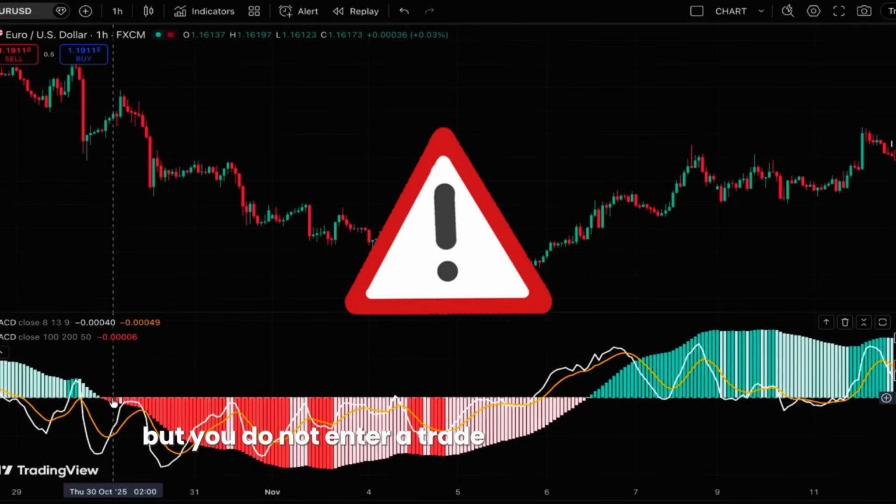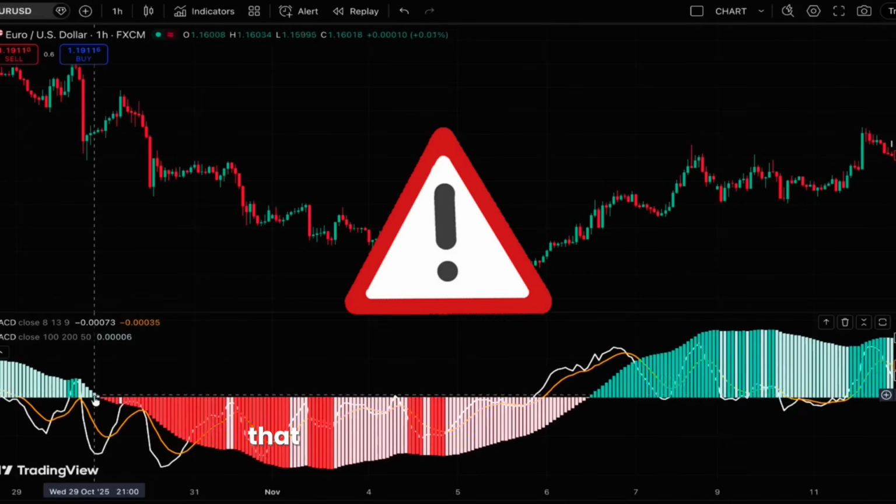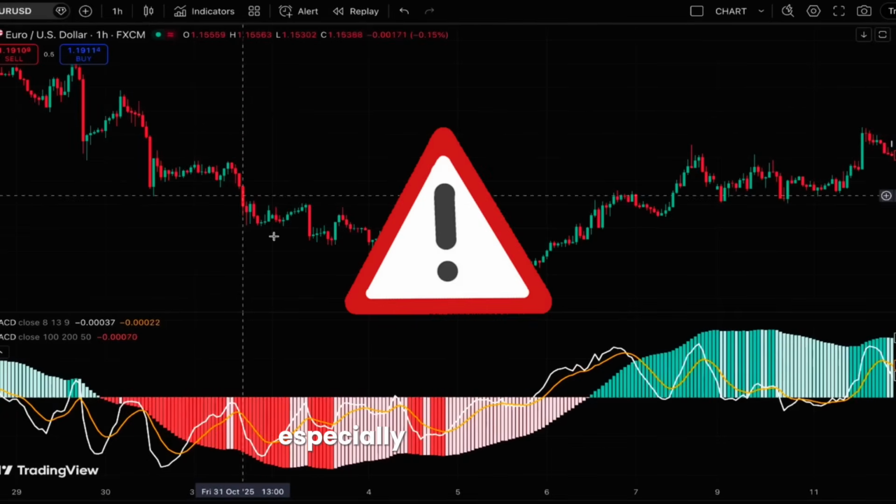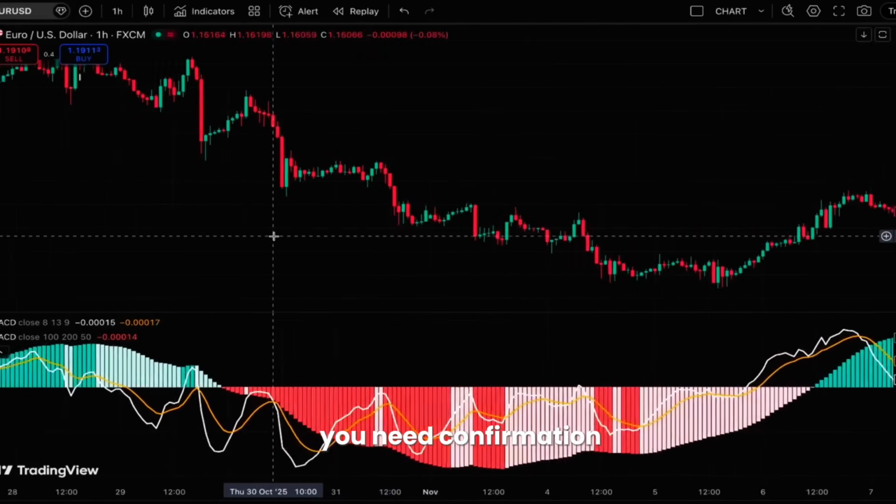But you do not enter a trade just because of that flip. That alone can create false signals, especially in choppy markets. You need confirmation.